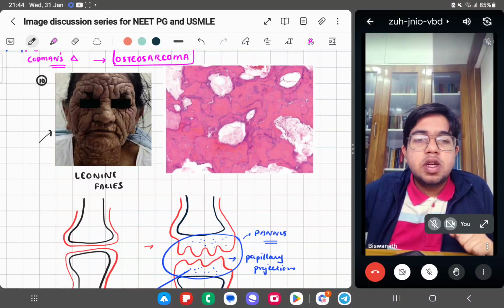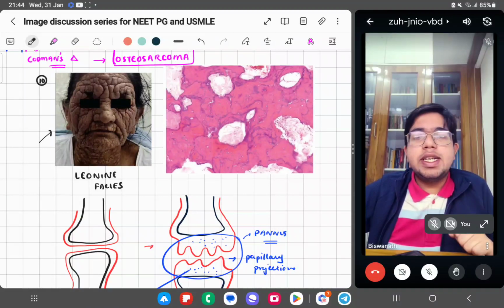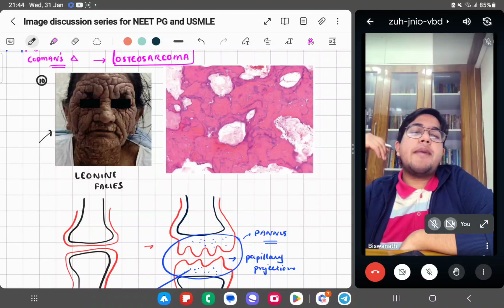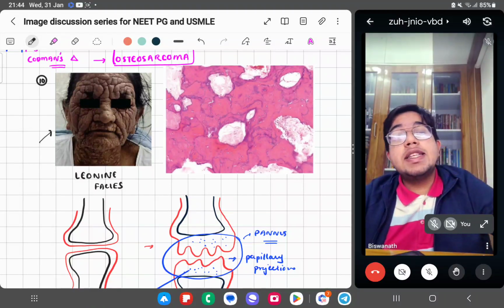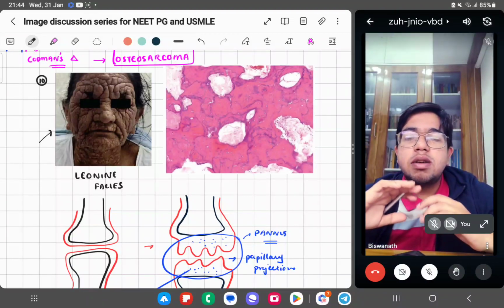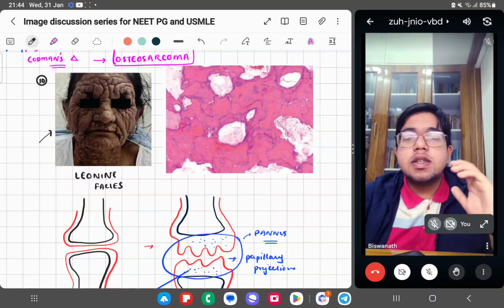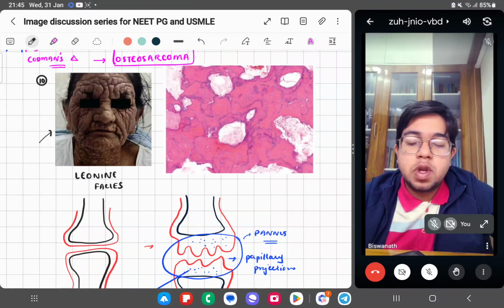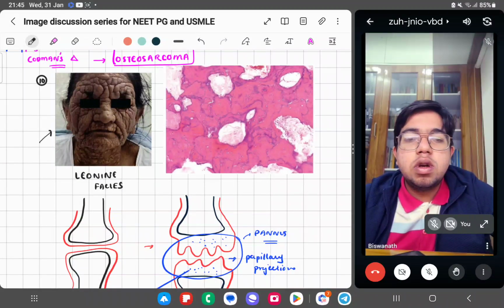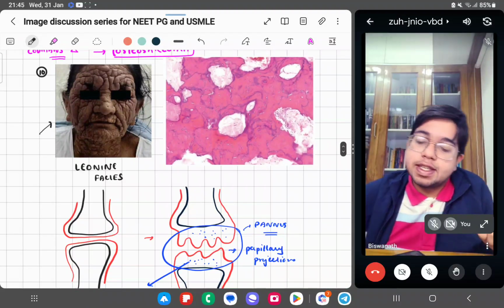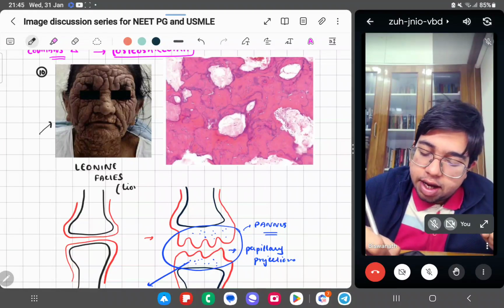So why is there a lion-like appearance? Basically, due to abnormal calcification of the bone, the bone growth of the skull goes haywire. It grows metastatically. Due to this, the face gets disfigured like a lion. This is called leonine facies, or a lion-like face.